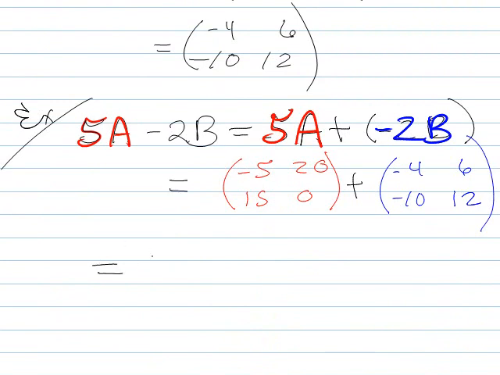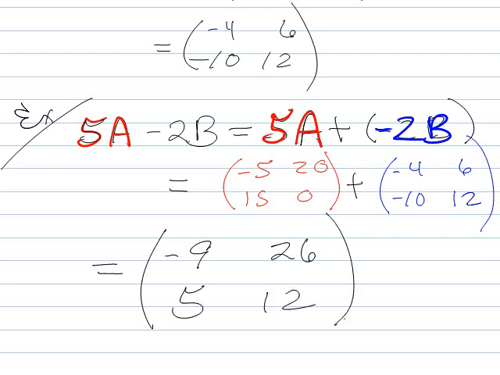And now we're just going to add the components directly. Minus 5 minus 4 is minus 9. 20 and 6 is 26. 15 minus 10 is 5. 0 and 12 is 12.